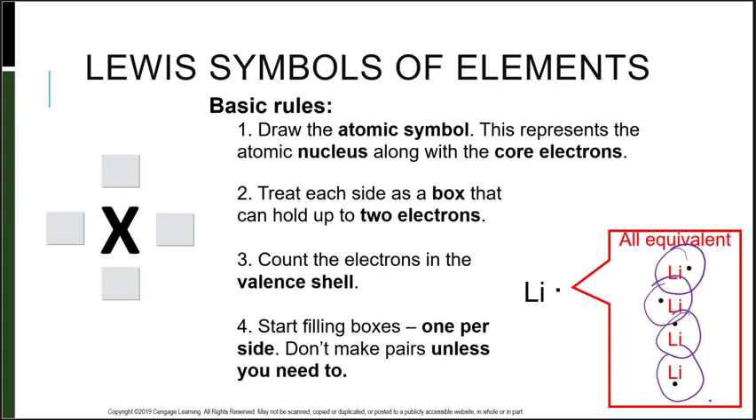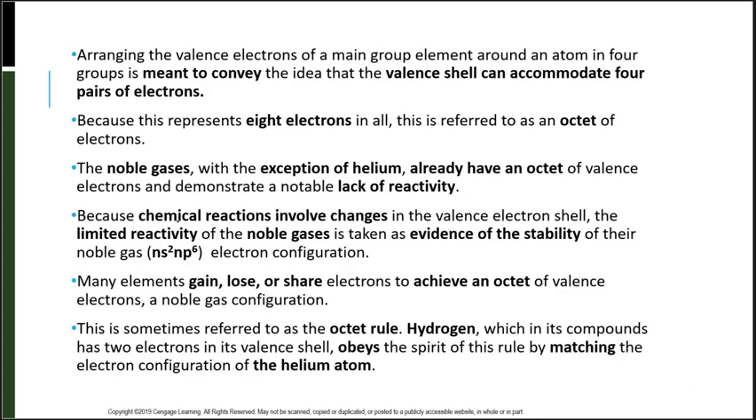So the basic rules, like we just said, you write the atomic symbol, that represents the nucleus and the core electrons. Treat each side as a box. Each side can hold up to 2 electrons, but we're only looking at that valence shell, remember, and we're only putting 1 per side until we need to make a pair. Let's say that this was oxygen right here. And oxygen is in group 6, it has 6 electrons. We would go 1, 2, 3, 4, 5, 6. So we do 1 per side before we double up.